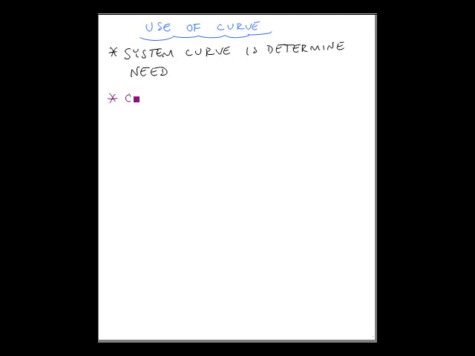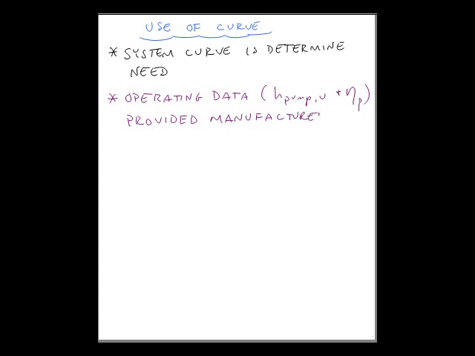The operating data, the pump head, useful, and efficiency of the pump are provided by the manufacturer. So that's how I get my other line. Manufacturer, okay. And lastly, the operating point is where the system curve intersects my pump head curve.